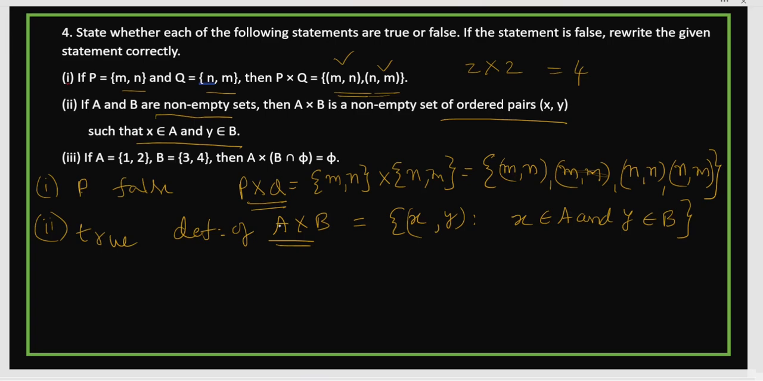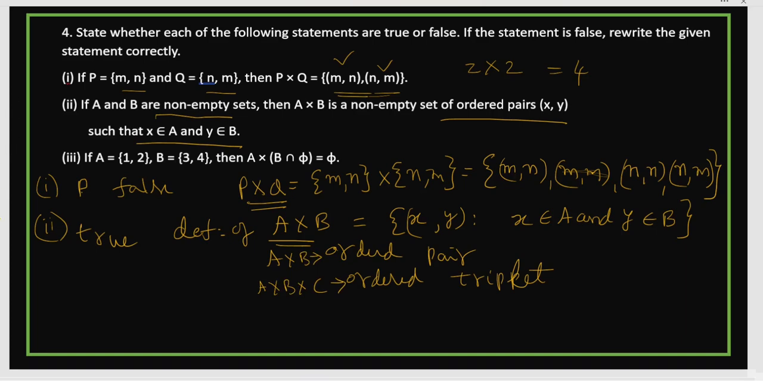If you have two sets, you will have an ordered pair. If you have three sets, what will you get? You will get an ordered triplet. A cross B cross C gives you an ordered triplet. This you remember.